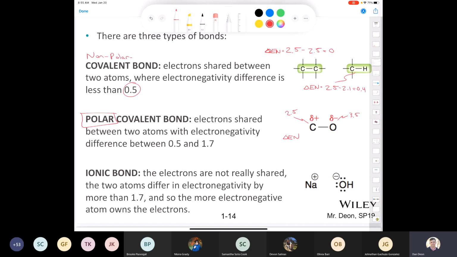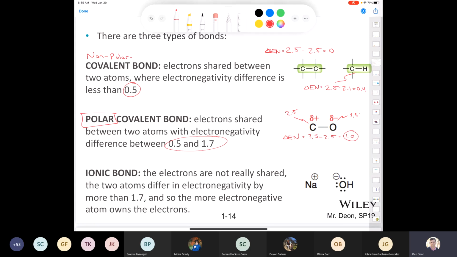If I calculate the difference in electronegativity here, 3.5 minus 2.5, and if you took 2.5 minus 3.5, you would just take the absolute value. You get the number 1.0. Well, 1.0 falls between 0.5 and 1.7, and that is the range for a polar covalent bond. That means that the carbon-oxygen bond is a polar bond.